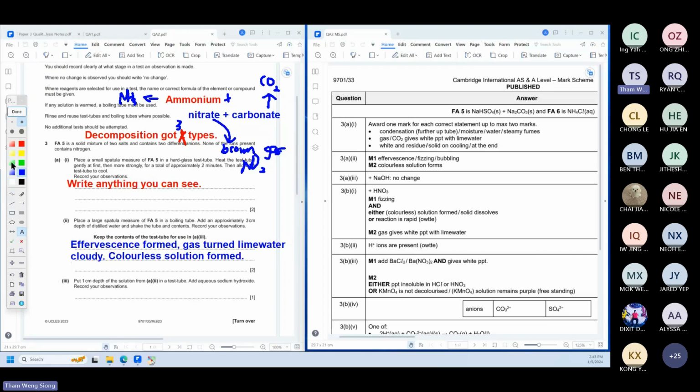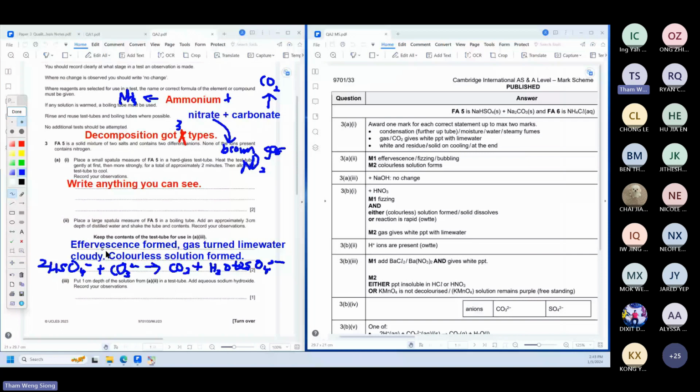What is happening here? This is because hydrogen sulfate is a bit acidic. So what happens is that hydrogen sulfate, once dissolved, will react with the carbonate to give you carbon dioxide, H2O, and SO4 2 minus. That's what's going on. The hydrogen sulfate comes from sulfuric acid. Sulfuric acid can donate 2 protons. You donate 1 proton, it becomes hydrogen sulfate. Then hydrogen sulfate can donate 1 proton, and become sulfate. So when you add water, effervescence forms, gas turns lime water cloudy, colorless solution forms.